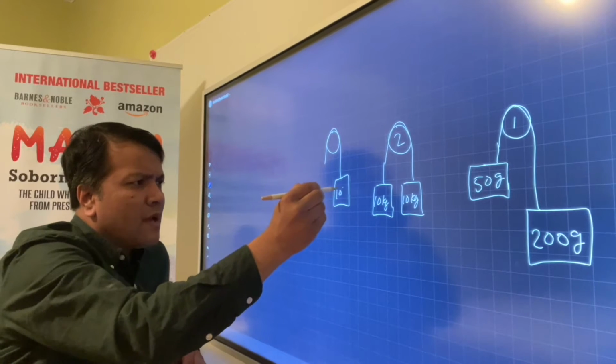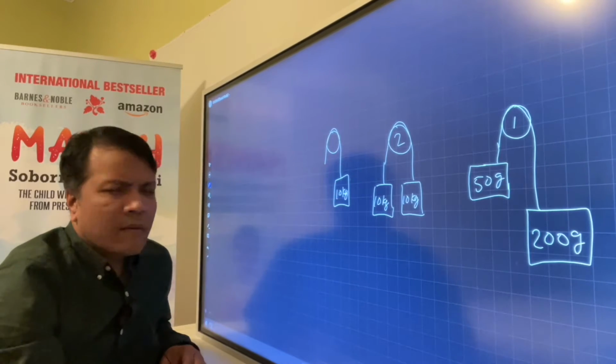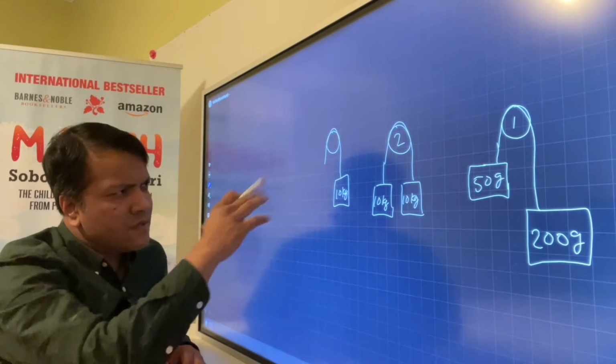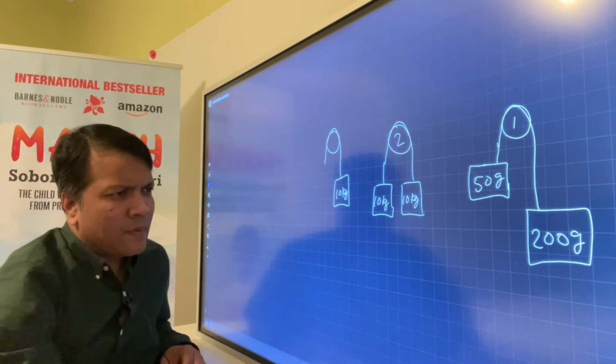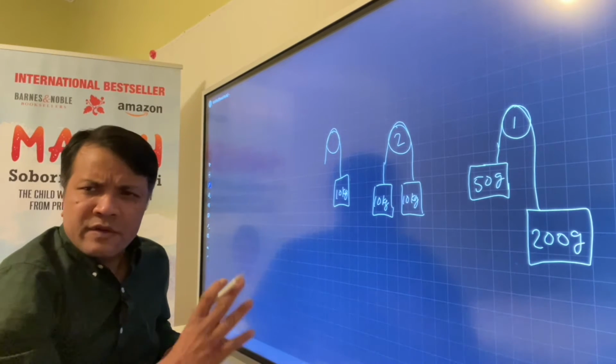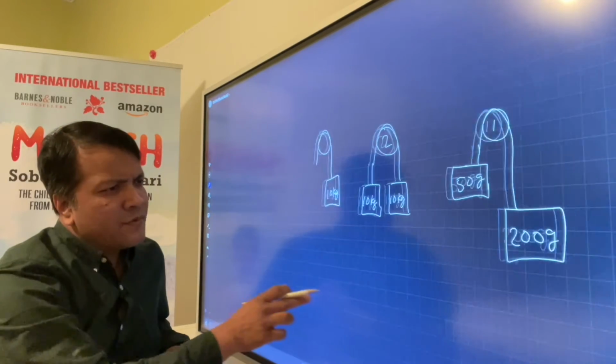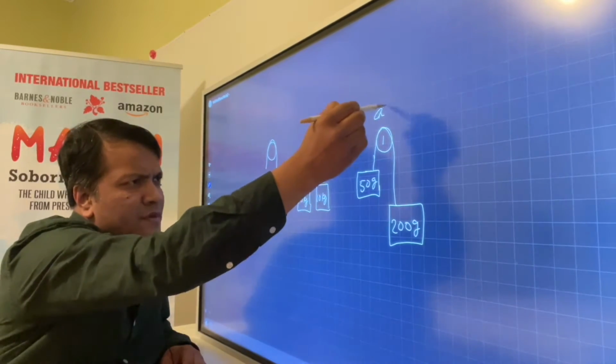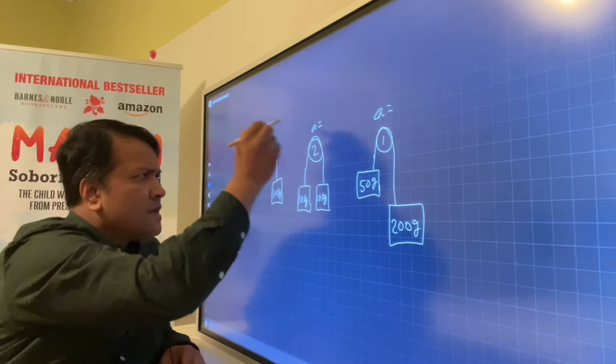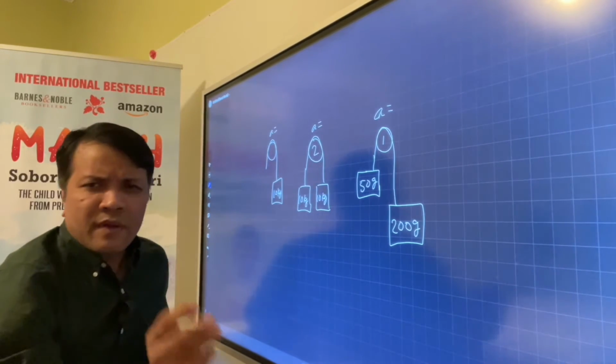This is 10 kilogram. Okay, and there is nothing over here. In all 3 scenarios, here's what I want you to find. I want you to find the acceleration of this one, acceleration of this one, acceleration of this one.